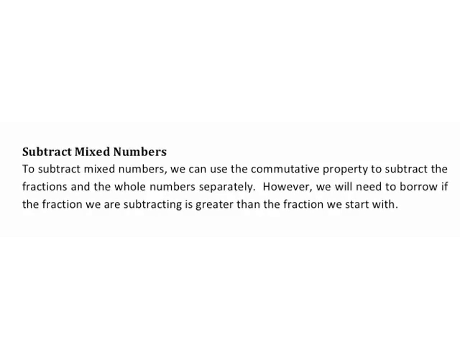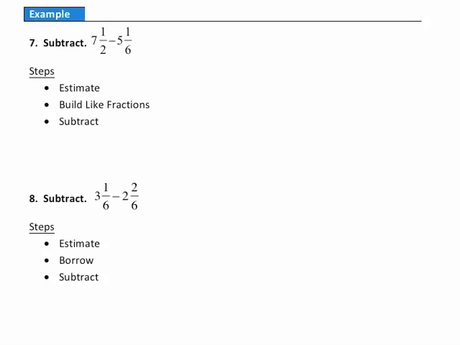Subtract mixed numbers. To subtract mixed numbers, we can use the commutative property to subtract the fractions and the whole number separately. However, we will need to borrow if the fraction we are subtracting is greater than the fraction we start with. Now let's take a look at some examples that will help us subtract with mixed numbers.